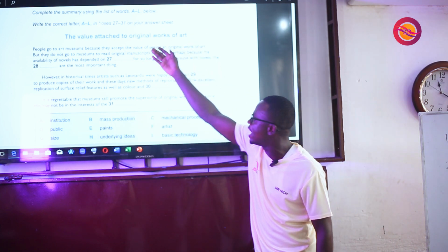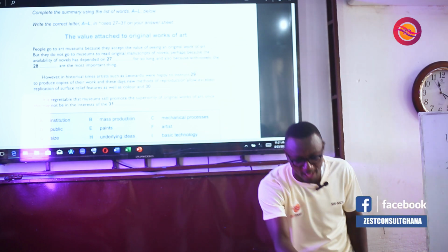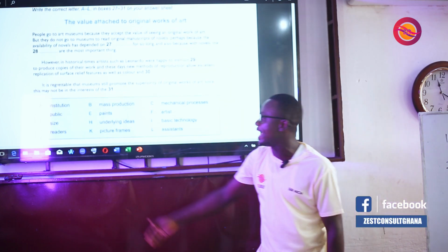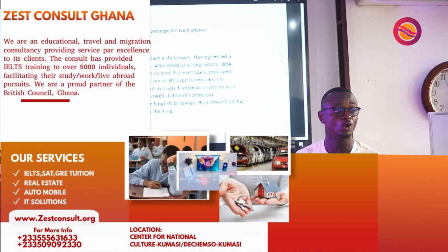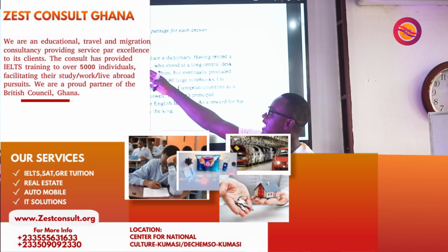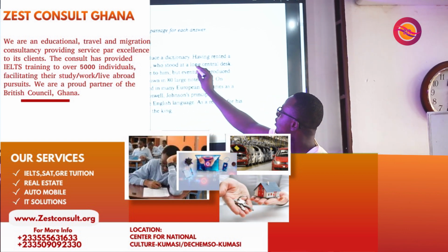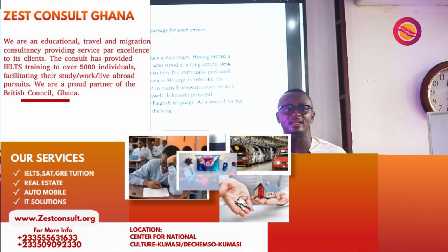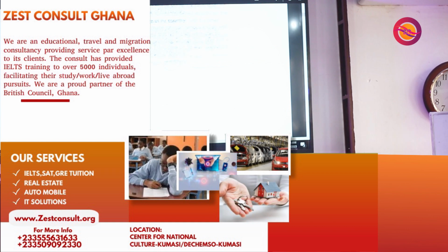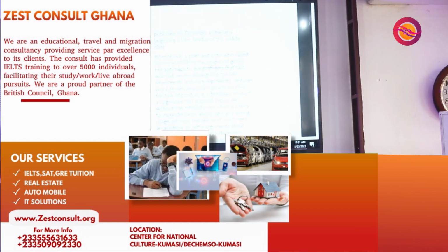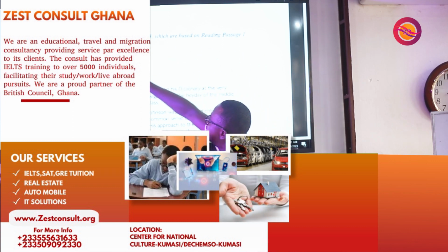Now we have 1, 2, 3, 4, 5 spaces to fill. But the options here are A to L. Yes or no? He took a number of dash, and that dash he paid stood at one central desk. Now let's quickly skim. Let's quickly skim. Now I said that we skim using your pencil as a pointer, yes or no?